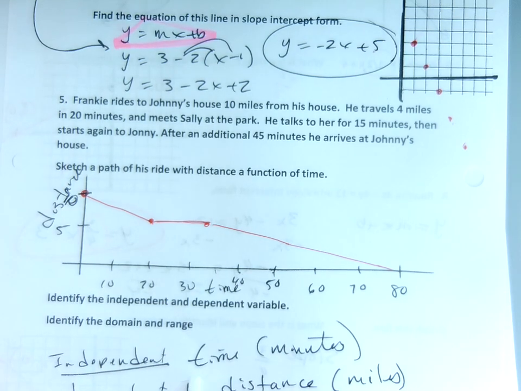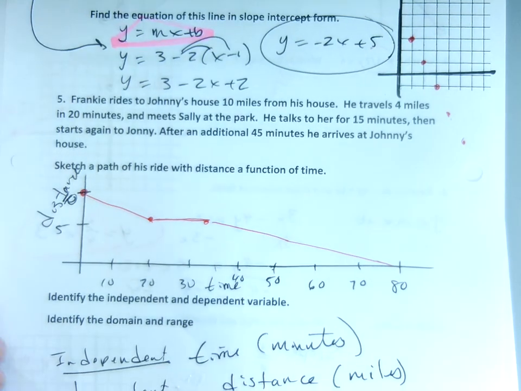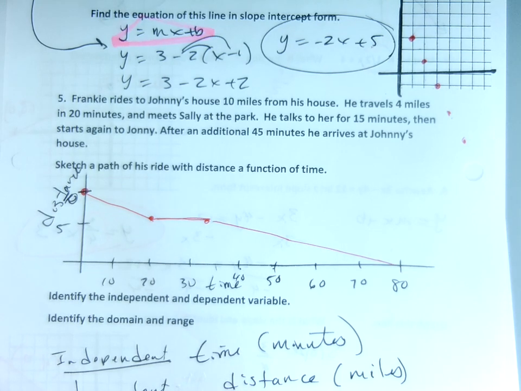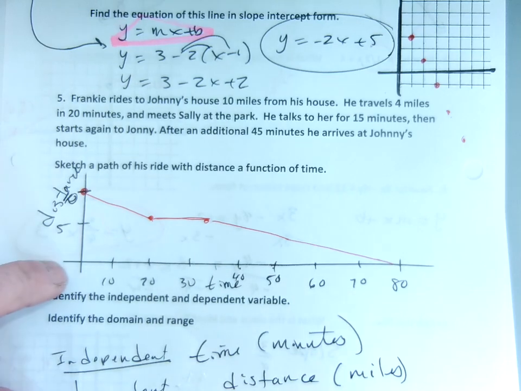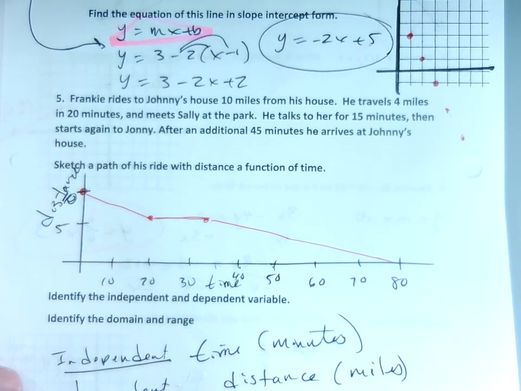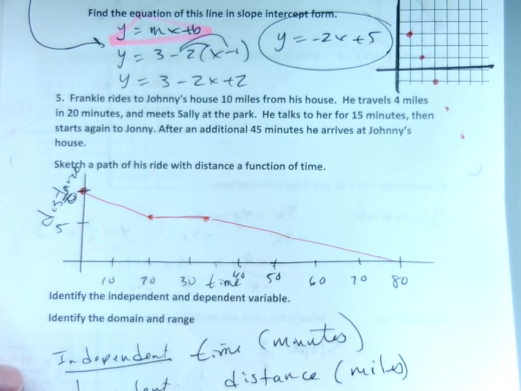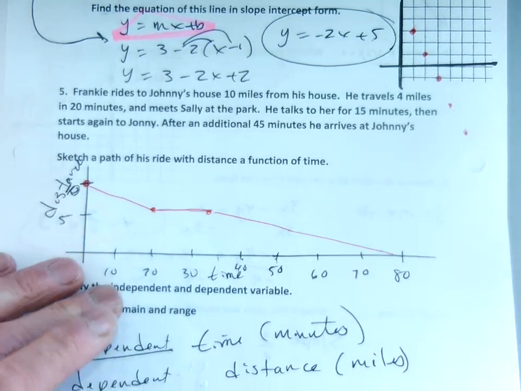Get rid of that. And then finally, we want domain and range. So domain is from 0 to 80 minutes. So as far as domain, which is always the x, it's from 0 time to 80 minutes. And his range, which is going to be in terms of miles, is 0 to 10 miles. Okay, that's all I have.